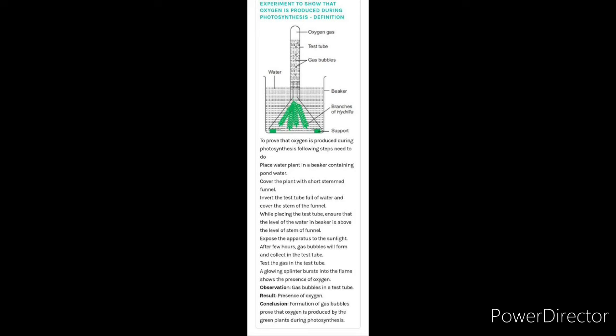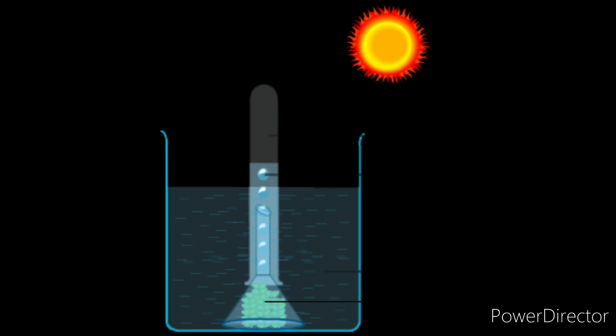Now you can clearly see that these are very simple steps. You take a hydrilla plant in a funnel, invert it, and keep it in a beaker. Fill the beaker with water just above the stem of the funnel, and the test tube full of water should be inverted and kept on the funnel, right? Now you keep the apparatus under the sunlight.